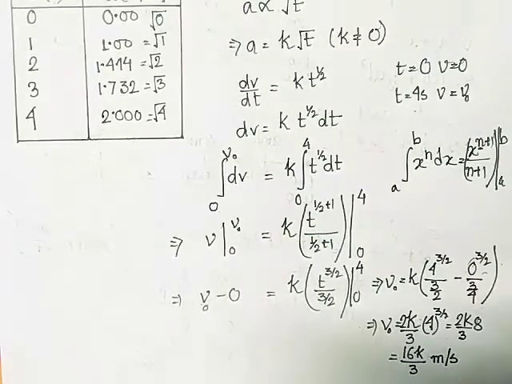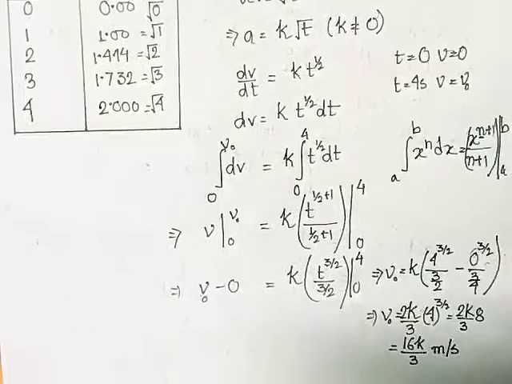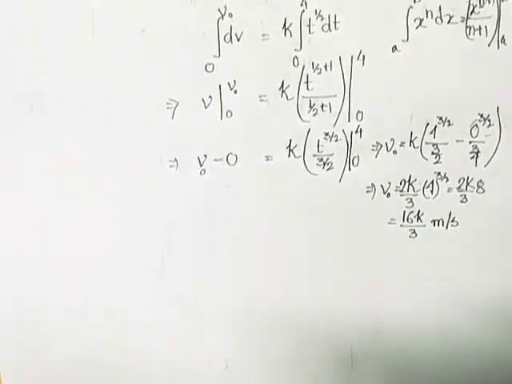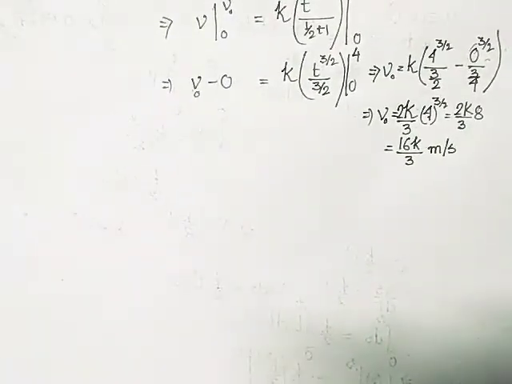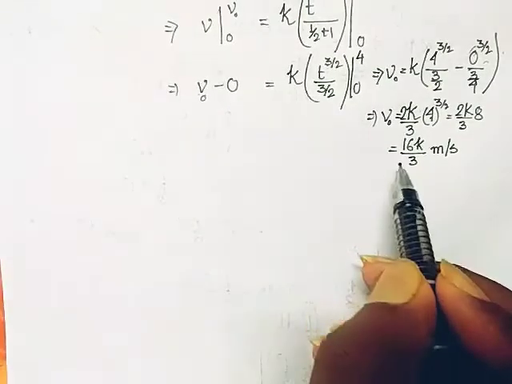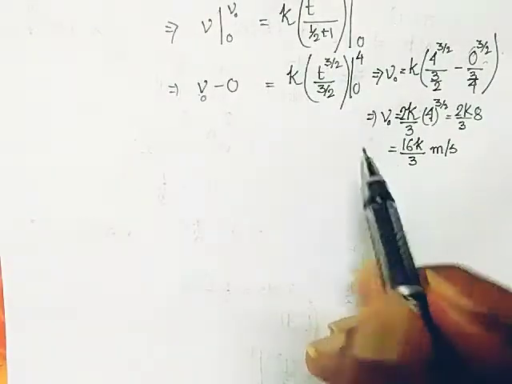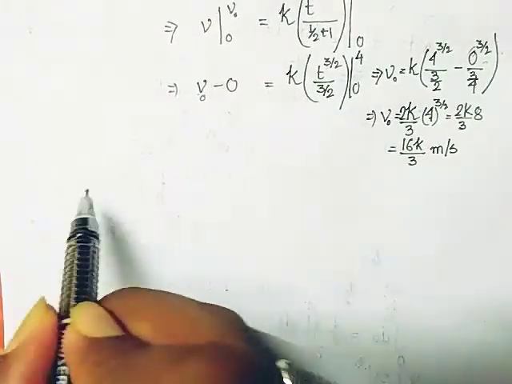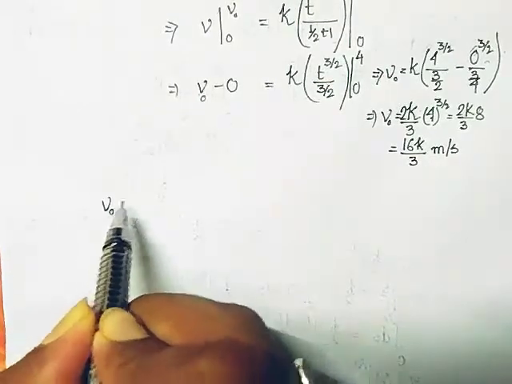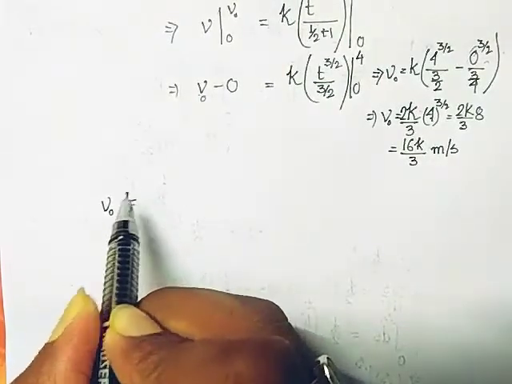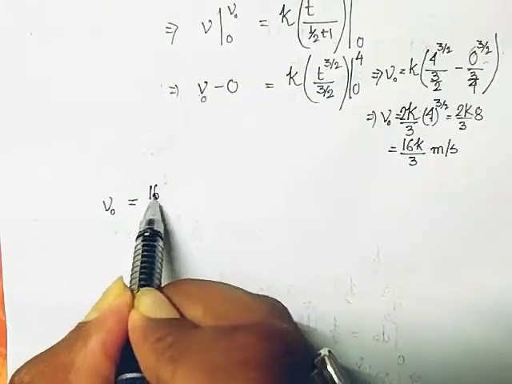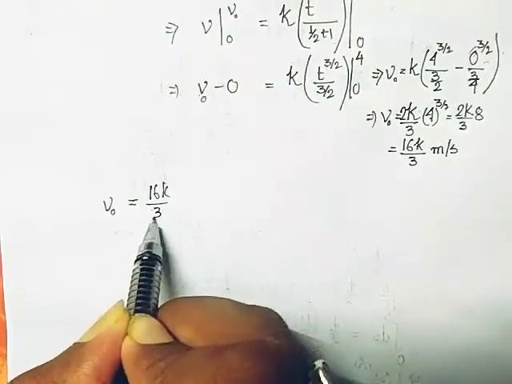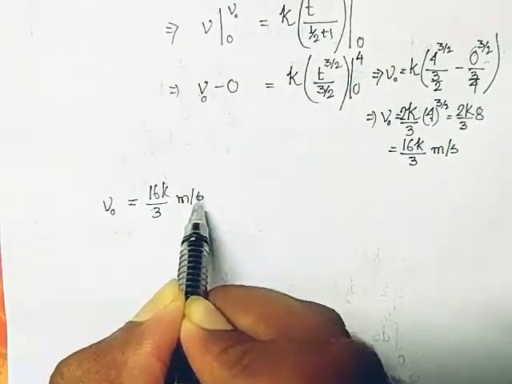Now if I want to find out the displacement of the particle from the initial position, then from this equation, that is the velocity, v naught equal to 16k divided by 3 meter per second. It is a constant value.